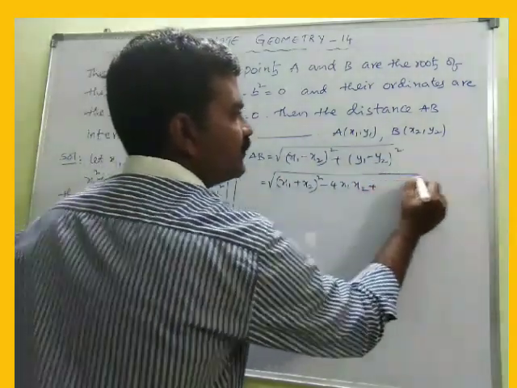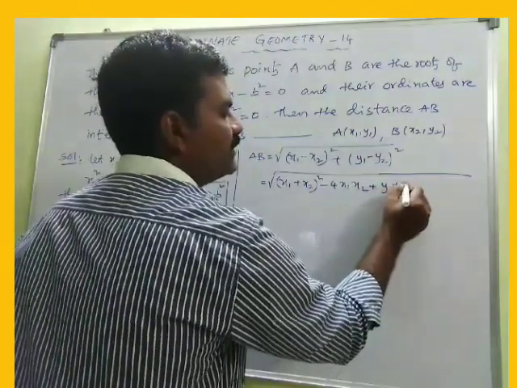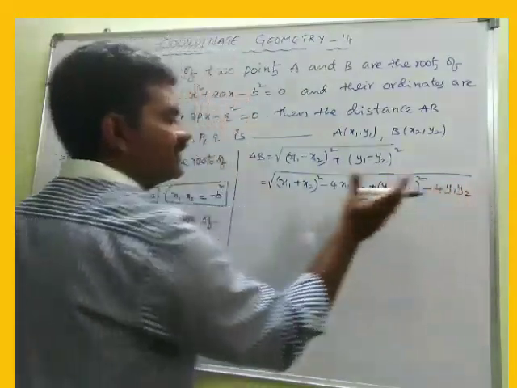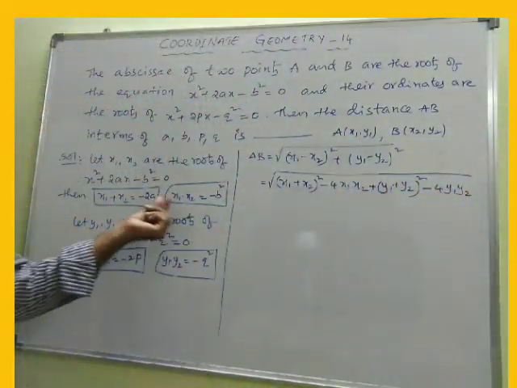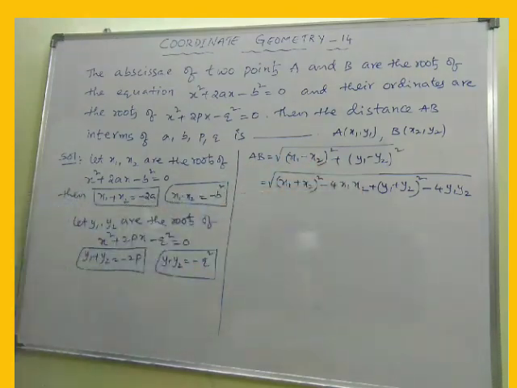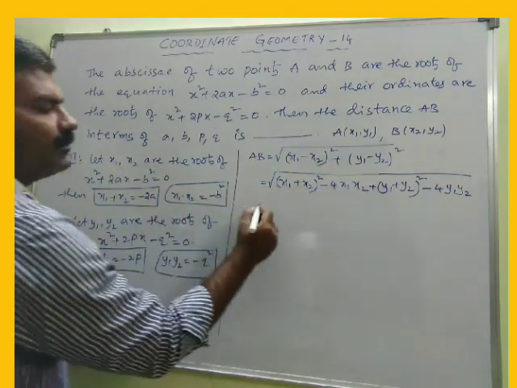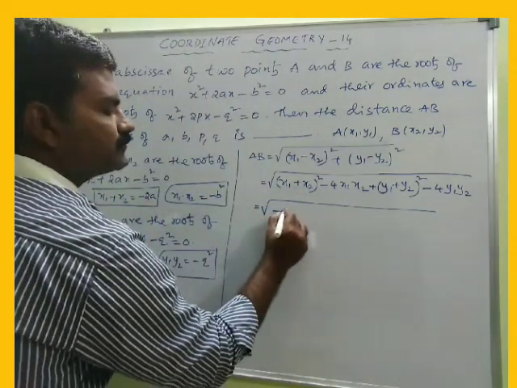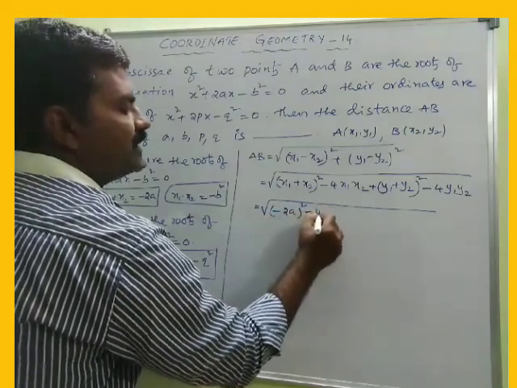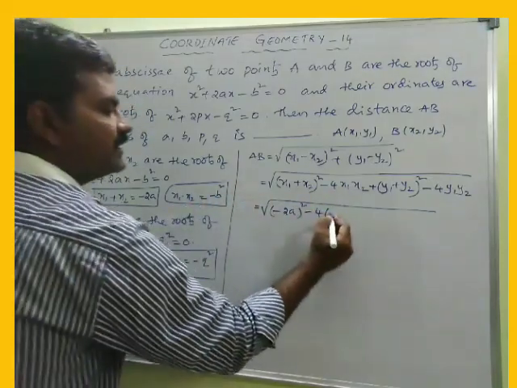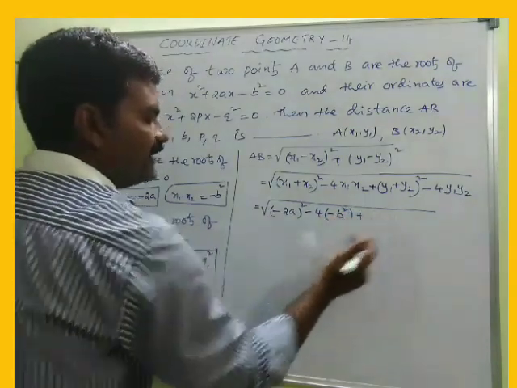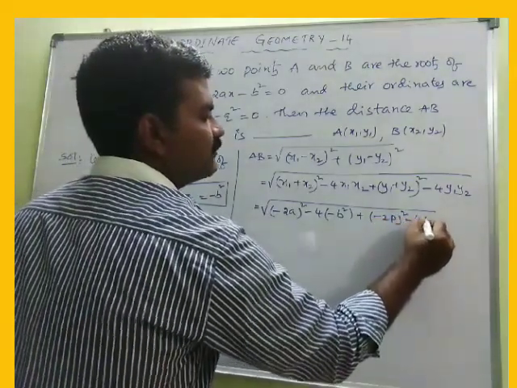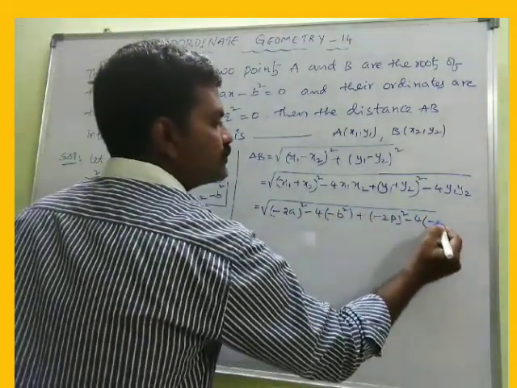Similarly, this we can also write as (y1 plus y2) whole square minus 4 y1 into y2. It's nothing but simple, since I know the sum and product, I want to express everything in terms of sum and product. Now you can replace these values. x1 plus x2 we got as minus 2a, whole square, minus 4 into x1 x2, which is minus b square, plus (y1 plus y2) which is minus 2p whole square, minus 4 into minus q square.